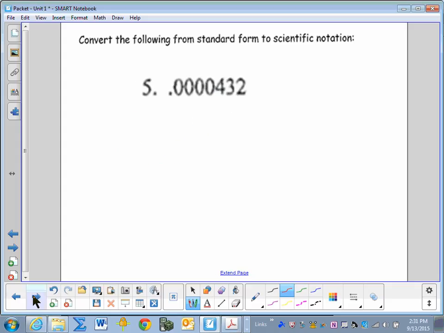Convert the following from standard form to scientific notation. So here we go again. We're going to have a number 1, 2, 3, 4, 5, 6, 7, 8, or 9 times 10 to the something. So we're going to take this here to make it a 4. So we're going to have a 4.32. To go from here to here, we moved it 1, 2, 3, 4, 5. We went to the left, we went negative. It's a very small number, so it's 10 to the negative 5. 4.32 times 10 to the negative 5.